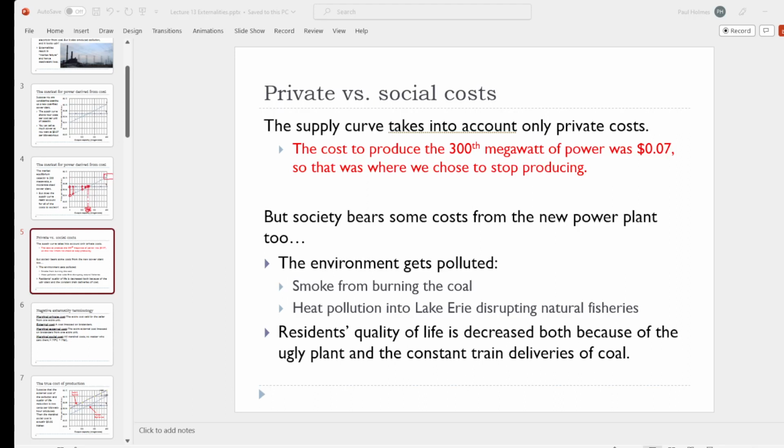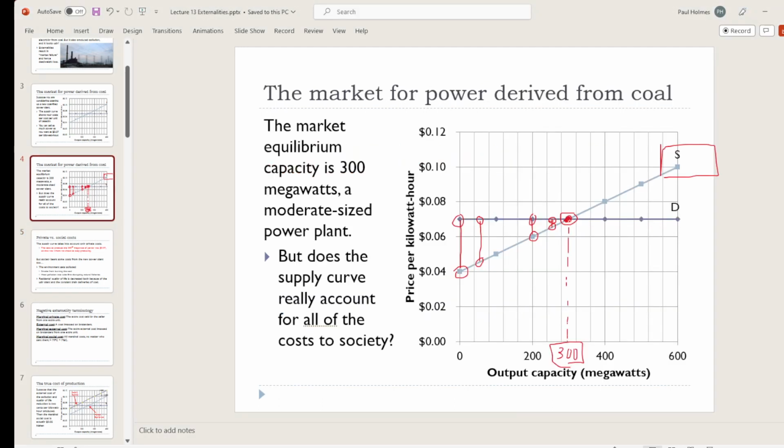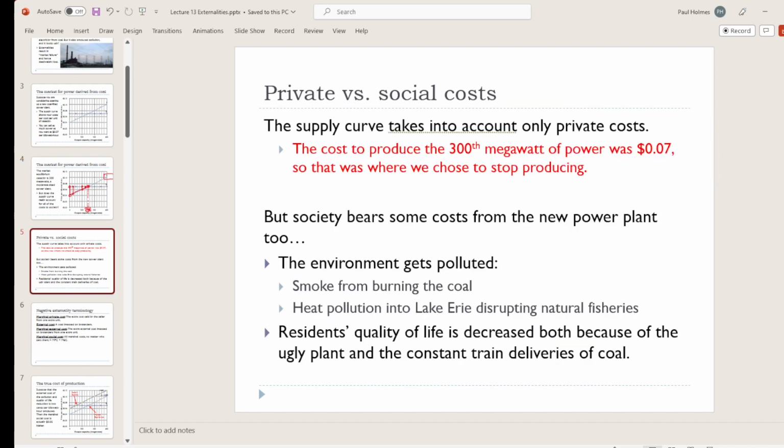So we chose to stop producing once we hit 300 megawatts. For us, the cost of production of that 300th megawatt was 7 cents per unit. We could sell it for 7 cents per unit, so we were just on the fence between producing and not producing that last unit, but all of the units of power leading up to that were profitable for us, and so we wanted to produce them.